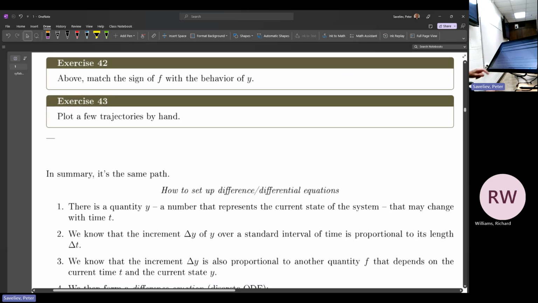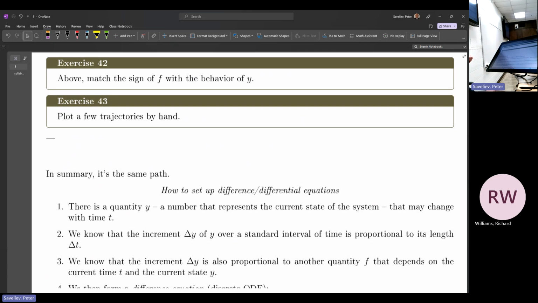Step number 3. We know that the increment delta y is also proportional to another quantity f that depends on the current time and current state, like that flow. That's as general as the situation gets. And in the case of population, delta y is proportional to y. Remember that. That's what we're talking about here.